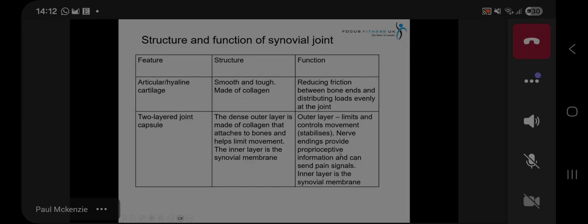Nerve endings provide proprioception, or proprioceptive information. What that means is, when we're talking about proprioceptive information, that's to do with the position of the joints. So proprioception is about joint positioning.